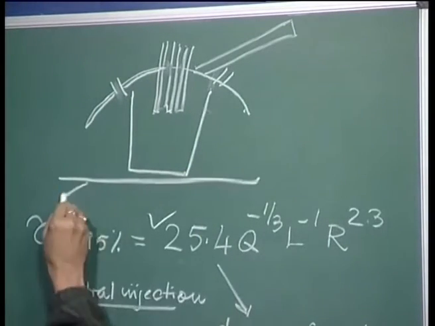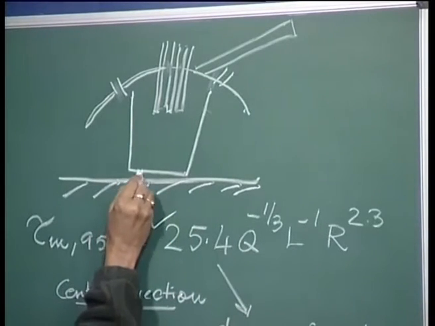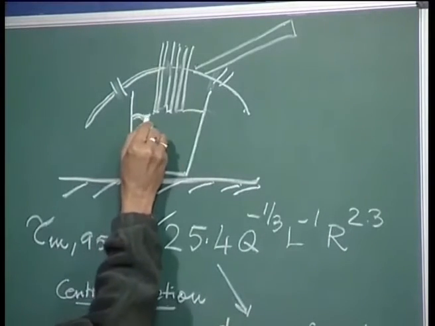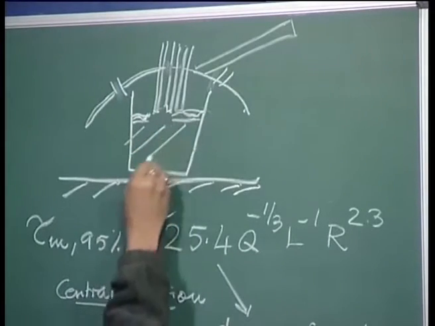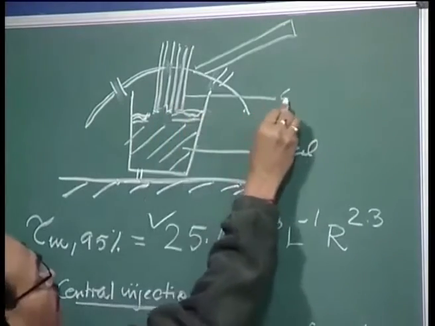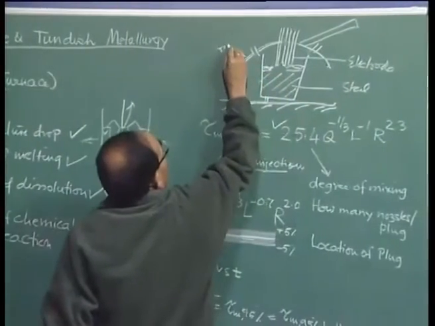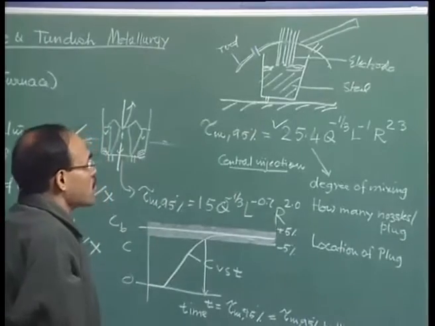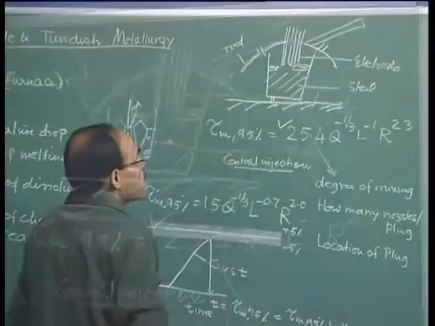So, this is my floor, and then we have a porous plug here through which gases are going to be evolved, and then this is the slag layer, and then we have the metal layer here. This is the steel. This is the electrode, this is the roof, and the roof and the electrode are the movable structures.